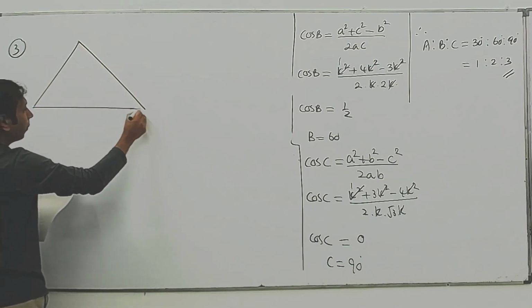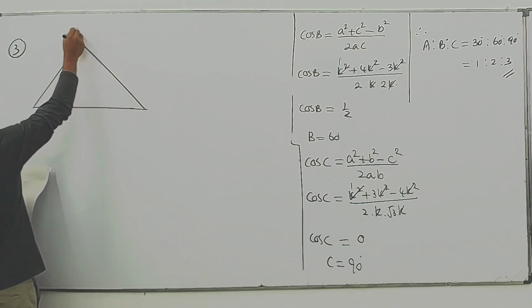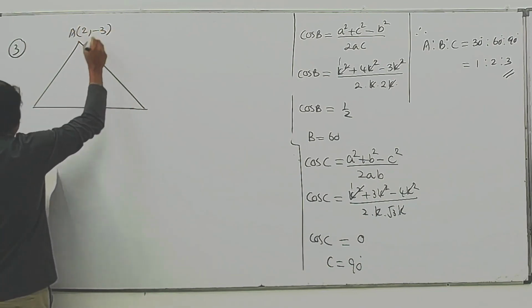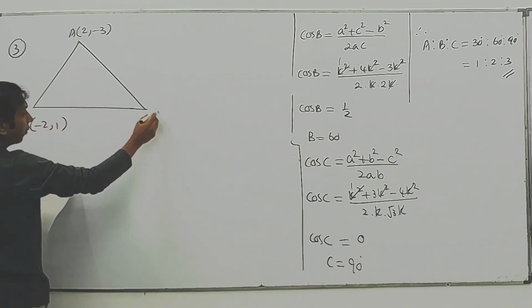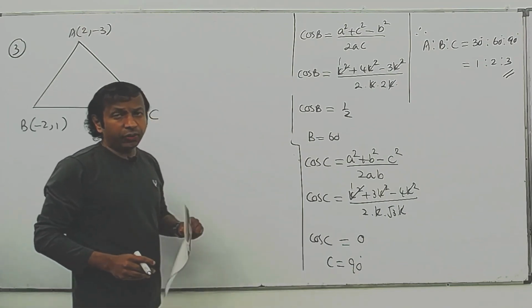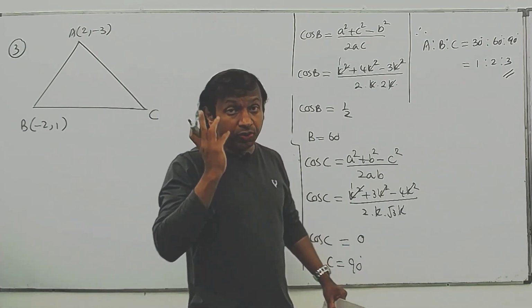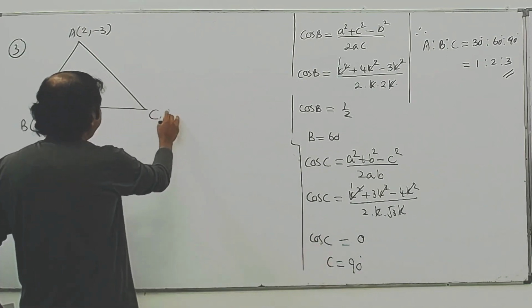You see, A (2, -3), B (-2, 1). C we are not given, people. I am going to assume the coordinates of C as x bar, y bar.